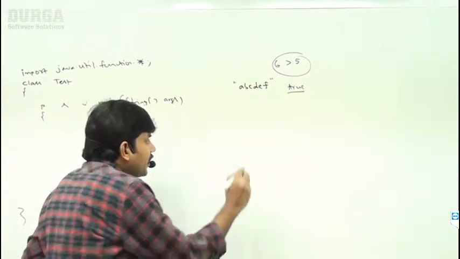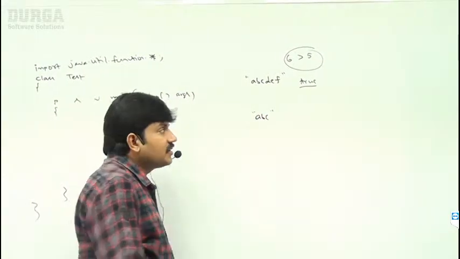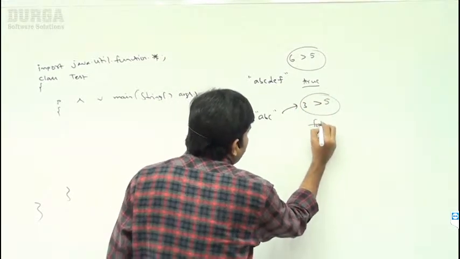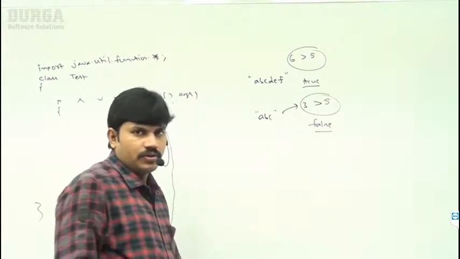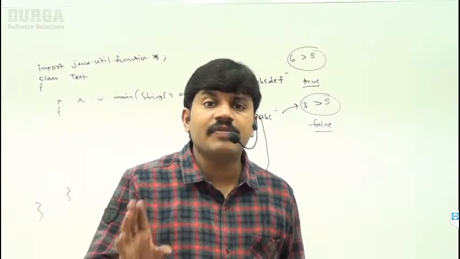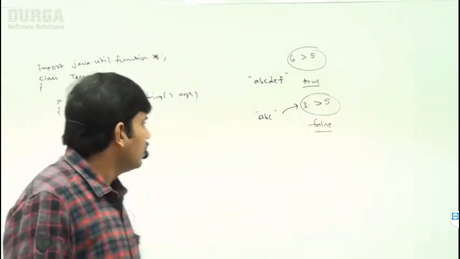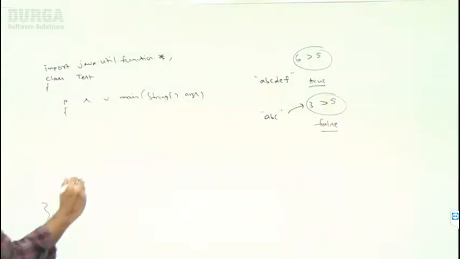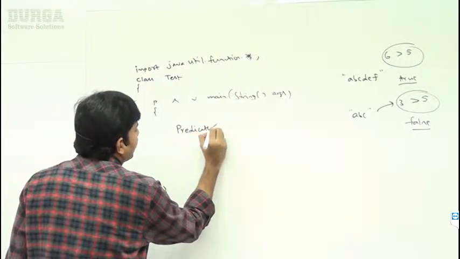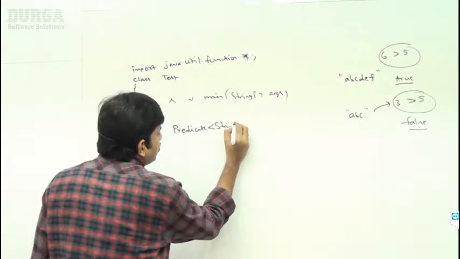Are you getting it? If I take ABC, its length is 3. Is 3 greater than 5? No. The answer is false. So, I want to write a predicate to check whether the length of the given string is greater than 5 or not. That's my requirement, right? How can I write it? Can you please observe that? This predicate takes which argument? String type as the argument.